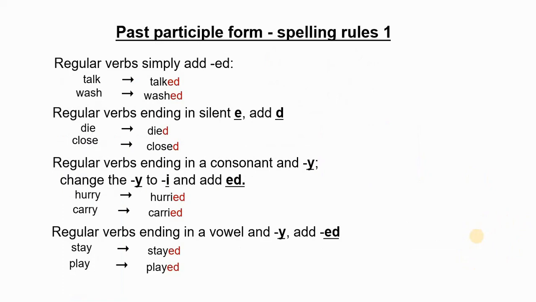Past participle form, spelling rules number 1. These are the same spelling rules as for the past simple form. Alright? So you already know this. They are the same. Here is some revision. Regular verbs simply add ed. So I have talked, I have watched.